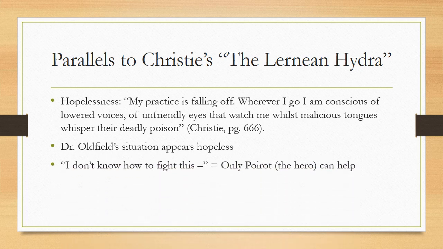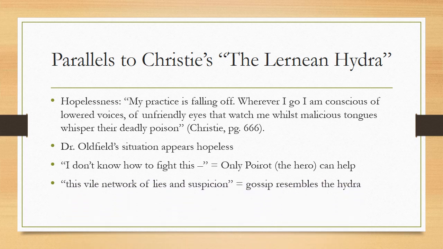He says, I don't know how to fight this, which is similar to the myth. It means there's something singular, unique about Poirot. Only he can solve it because the doctor says, I don't know how to fight this. Just like Hercules is the only one who can face off against the monsters in the labors of Hercules from Greek mythology. He calls the gossip the vile network of lies and suspicion.